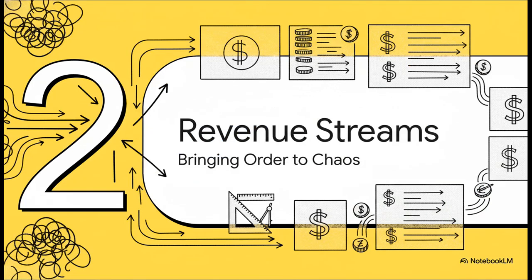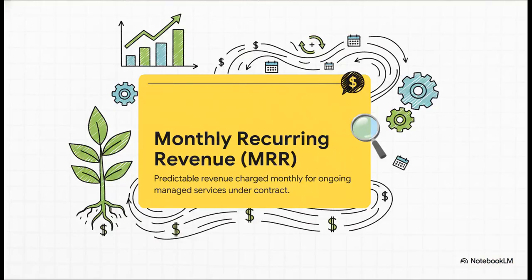All right, so how do we actually fix this? Well, we start by bringing some order to all that chaos. And that means creating crystal clear definitions for every single dollar that comes into your business. No ambiguity. Let's start with the big one, the most important one, monthly recurring revenue, or MRR. This is your foundation. It's that predictable, contractual revenue you get every single month for your ongoing managed services. It is the lifeblood of a healthy MSP.